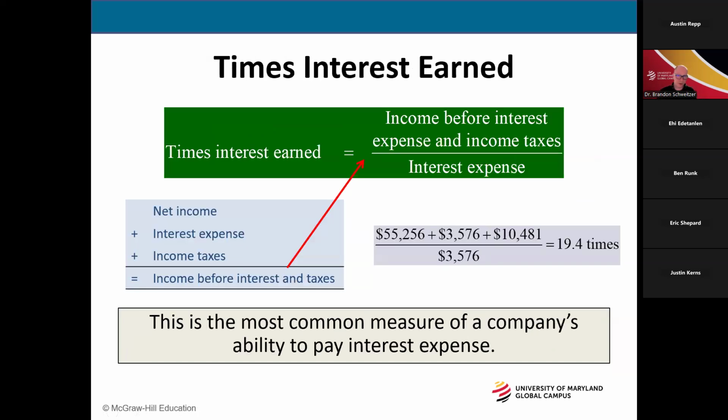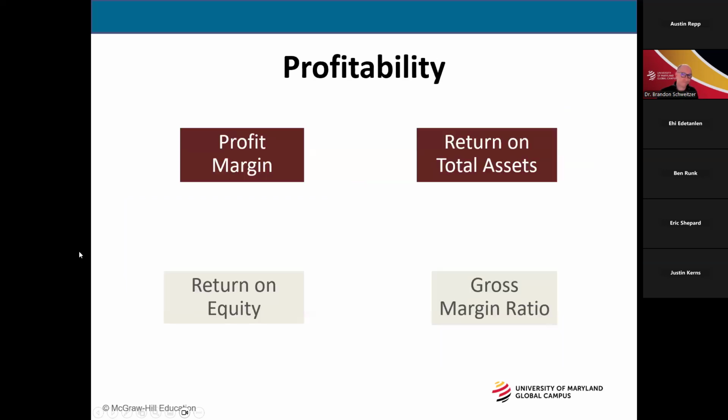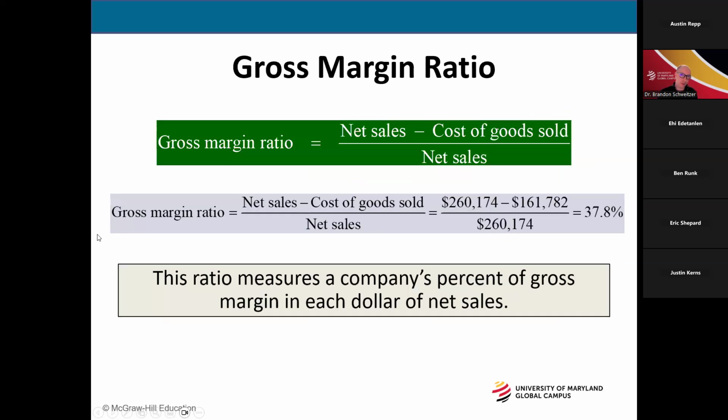Times interest earned shows us the company's ability to repay interest expense. Income before interest expense and income taxes divided by interest expense. Profitability. These ones are important, especially for Unit 2.